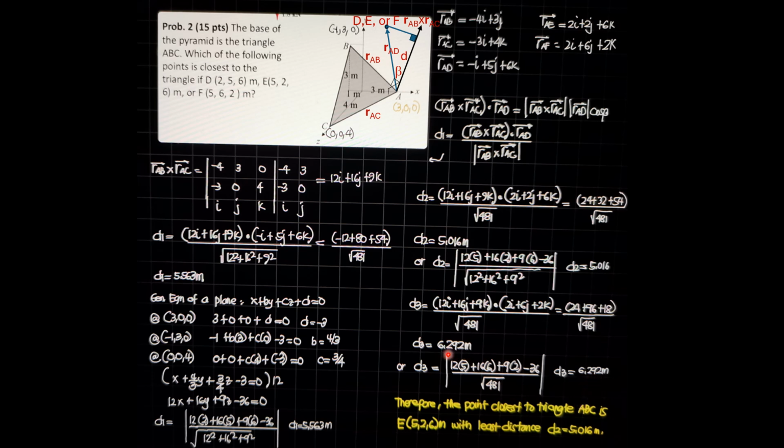Therefore, the shortest distance is 5.016 meters, and this is point E. So the point closest to the triangle ABC is point E, with the least distance of 5.016 meters. So that's it for that second problem.